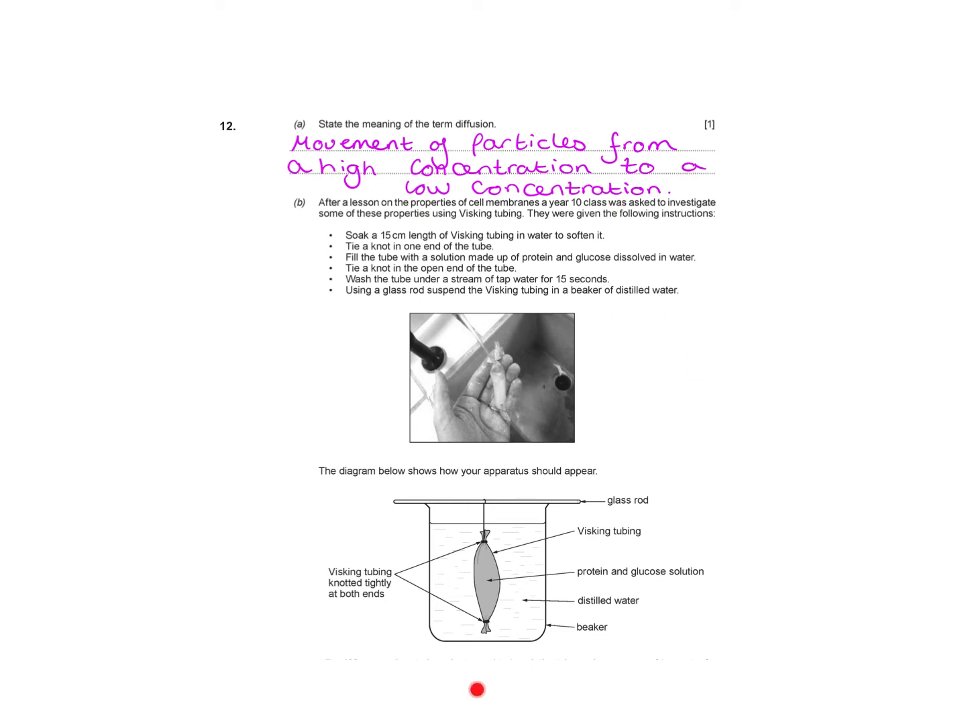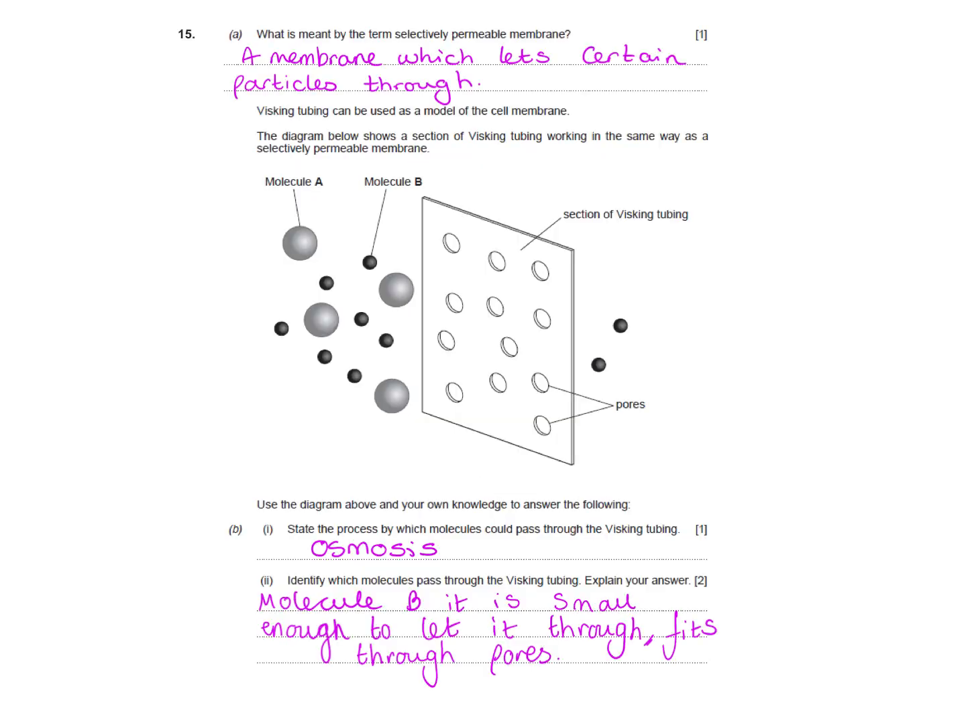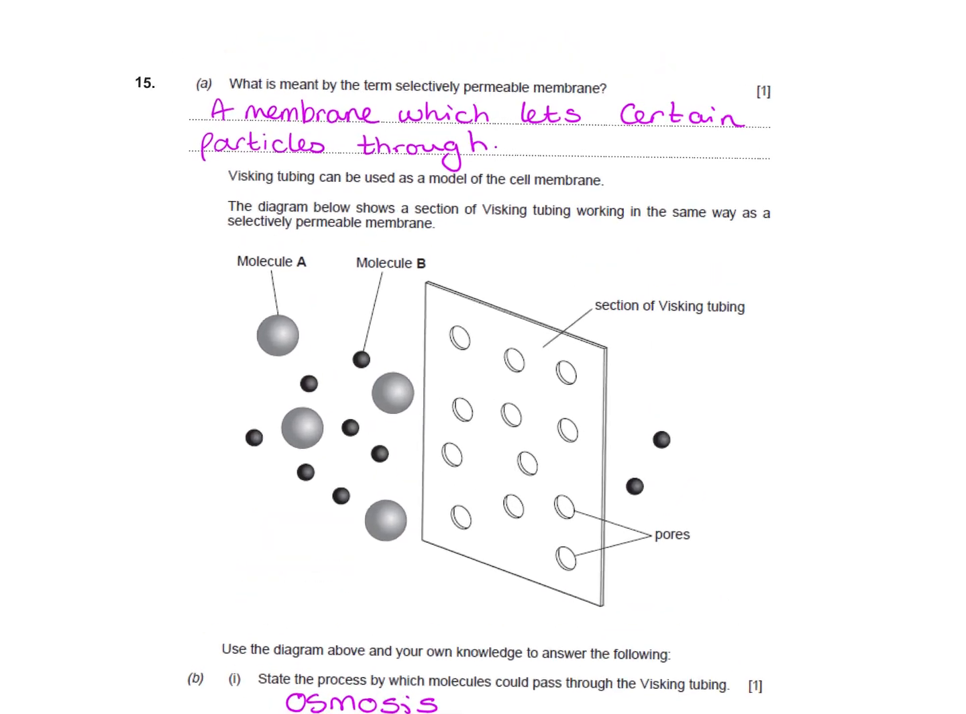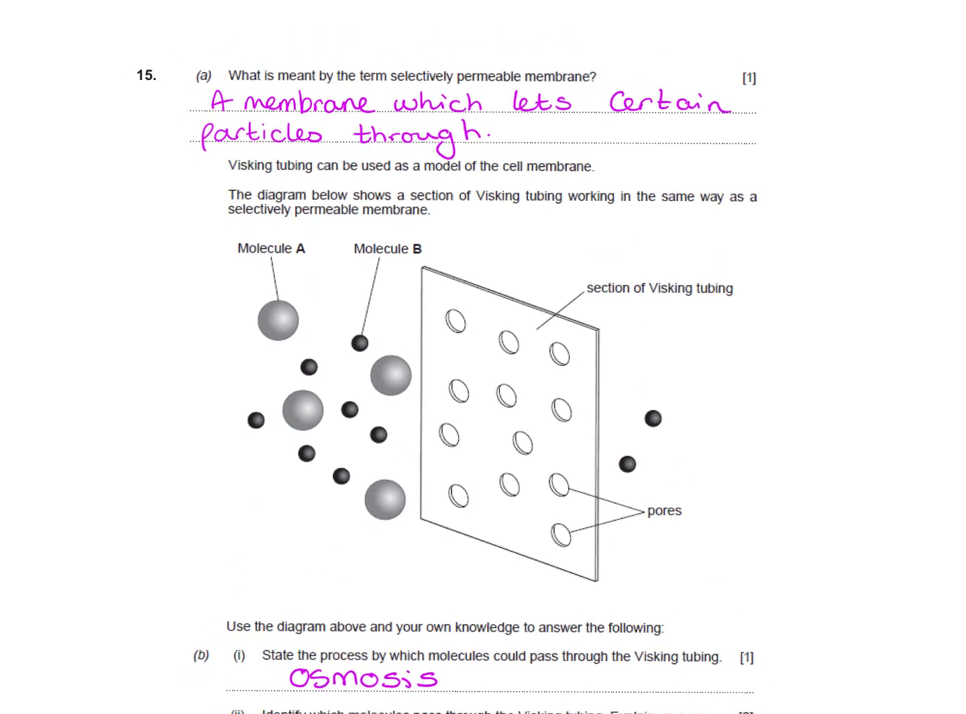Again, they've got this Visking tube prac set up. You can see the same types of questions come up over and over again. Another one, and this one's a little bit different in that it says what is meant by the term selectively permeable. Selectively permeable means only let certain particles through, not all particles, just certain particles. We just talked about it because molecule A is far too big to go through.